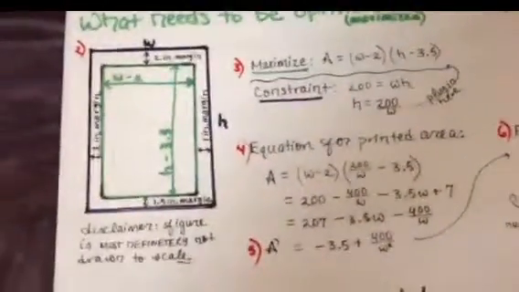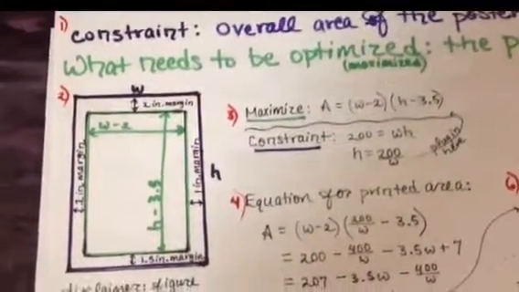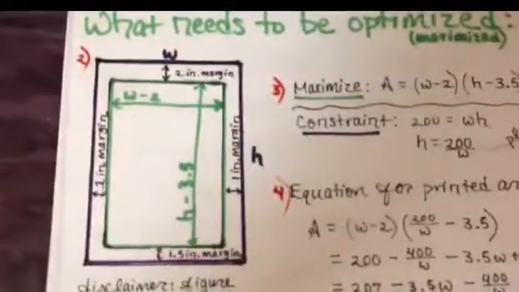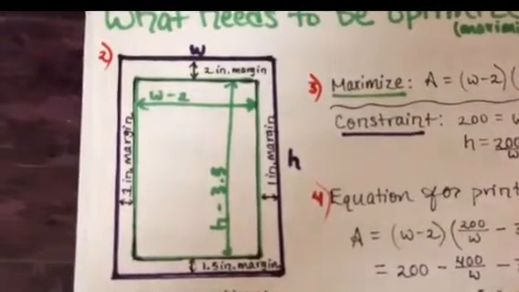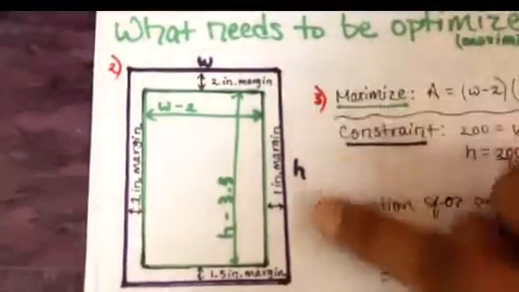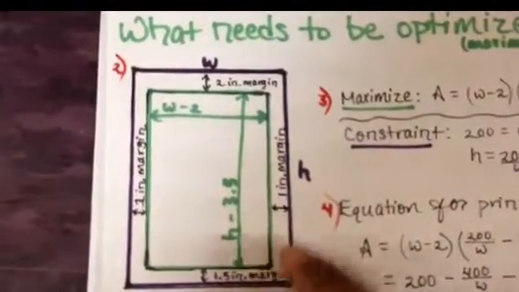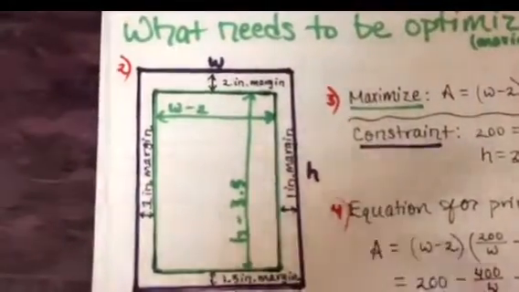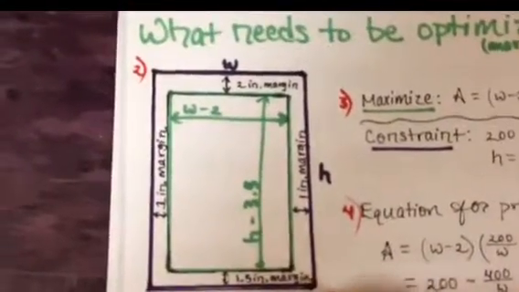Sorry for my cameramanship. And so after we've defined the criteria of the problem, we're going to need to illustrate. So here is the size of the paper. It's going to be width times height, or you could do length times width, whatever you feel like. And so there's going to be a 2-inch margin on the top, a 1-inch margin on each side, and then 1.5-inch margin on the bottom, right? So the area that's going to be printed is going to have to be W minus 2 for 1 plus 1, and then H minus 3.5 for 1.5 plus 2.